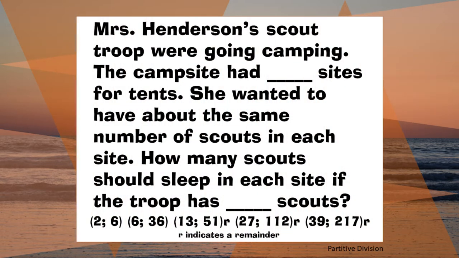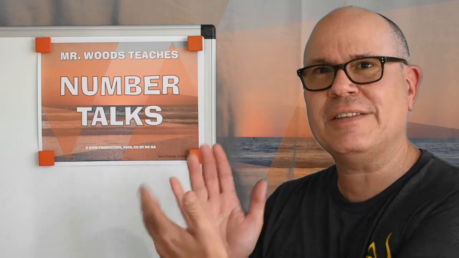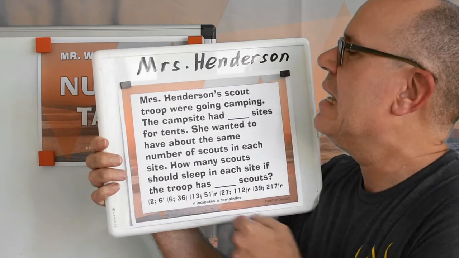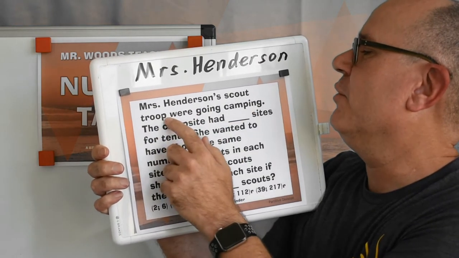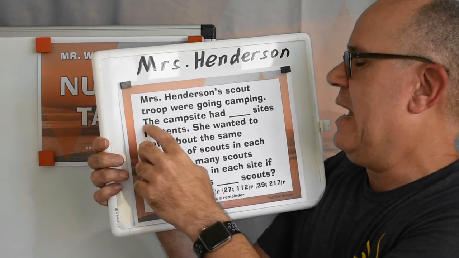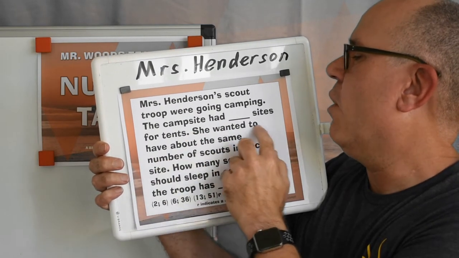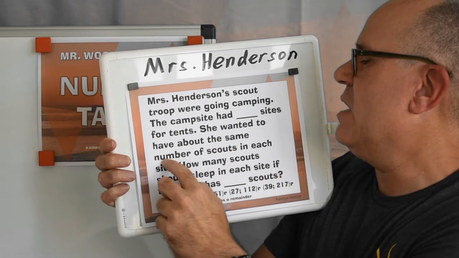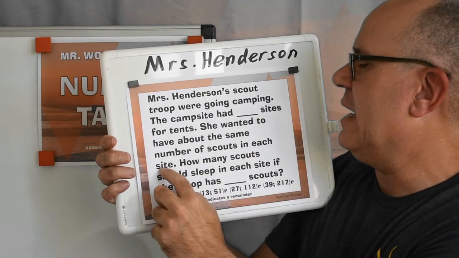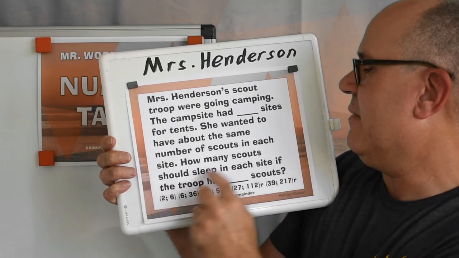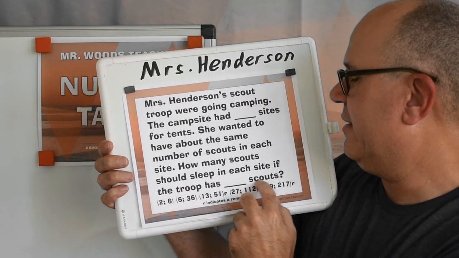Here's the problem of the day for Mr. Woods Teaches. Hi, math scholars. This is Mr. Woods Teaches, Number Talks. Hey, today, I'm with Mrs. Henderson. Mrs. Henderson's scout troop were going camping. The campsite had six sites for tents. She wanted to have about the same number of scouts in each site. How many scouts should sleep in each site if their troop has 36 scouts?